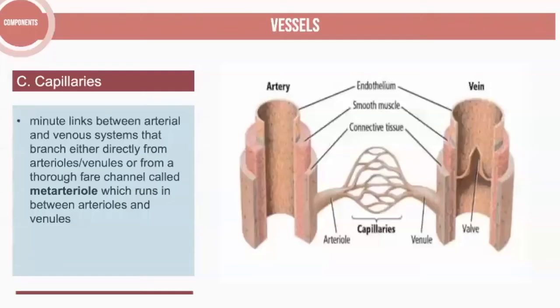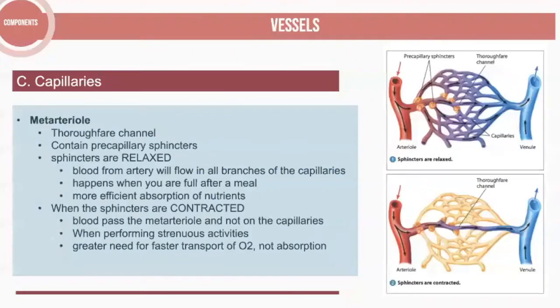Next type of blood vessel, we have the capillaries. Capillaries are minute links between arterial and venous systems, and they branch either directly from arterioles or venules, or they may branch from a thoroughfare channel called a metarteriole. This metarteriole runs in between arterioles and venules. This metarteriole, also called the thoroughfare channel, contains precapillary sphincters.